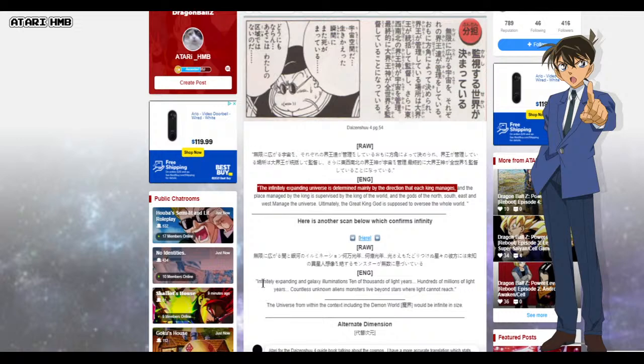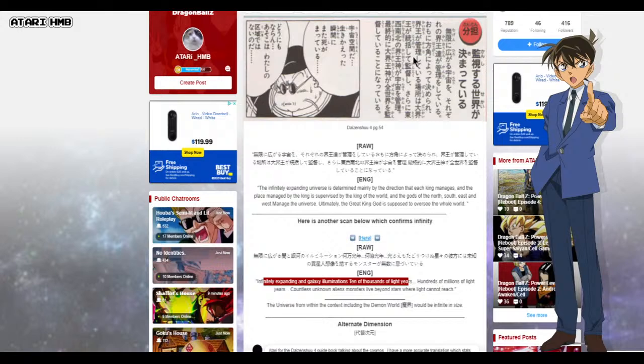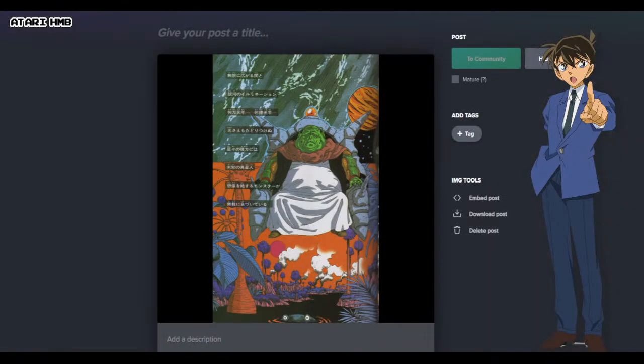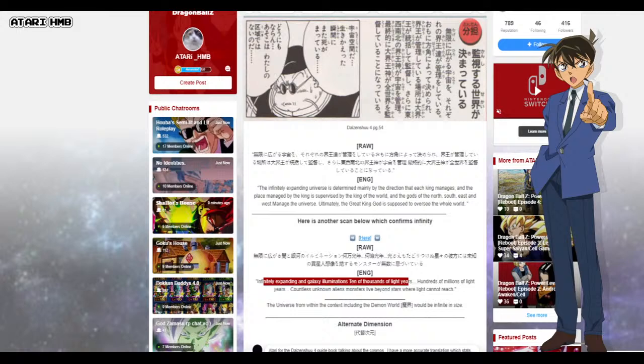Then the next one is the infinitely expanding galaxy illuminations of 10,000s of light years. The context is not whether or not. So to give you a basic explanation, this is not based on whether or not the universe is infinite or infinitely expanding. That's a false dilemma. If someone tells you, which one is it? Someone such as Kira would say things, well, it's either infinitely expanding or it's infinite. Which one? Why can't it be both? And you might be saying, well, Atari, how can it be both? It's simple. It's called context. Pay attention. I'll show you.